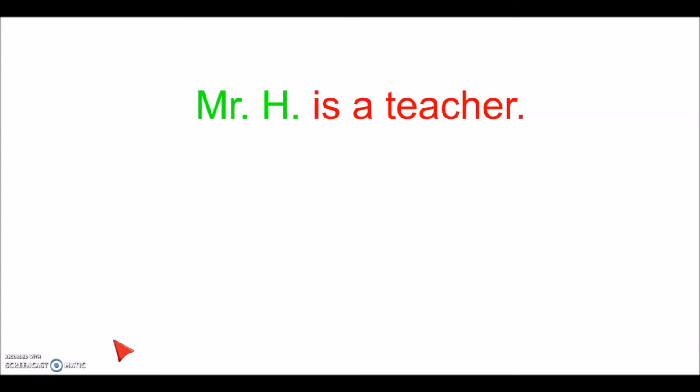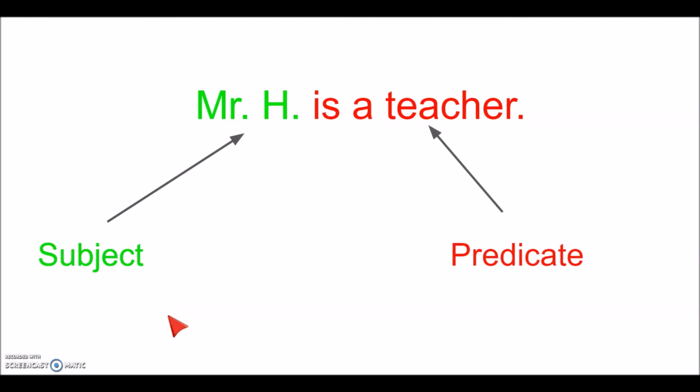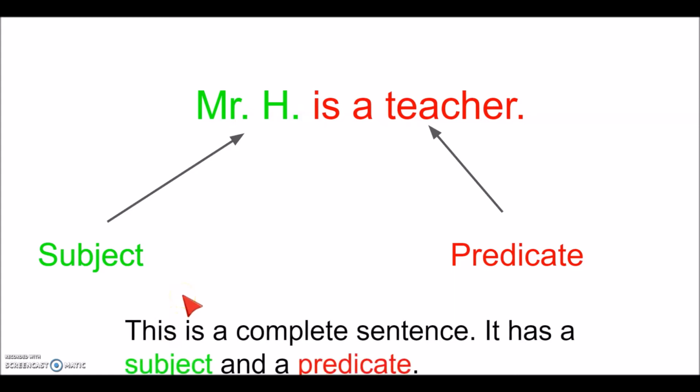Here we have the sentence, Mr. H is a teacher. Now, Mr. H is the subject. That's who the sentence is about. Is a teacher is the predicate. It's telling what Mr. H is. Mr. H is a teacher. Mr. H is the subject. Is a teacher is the predicate. Now, this is a complete sentence because it has a subject and a predicate.